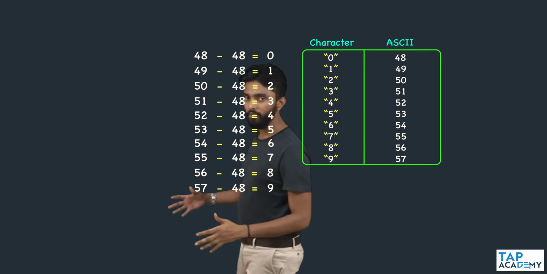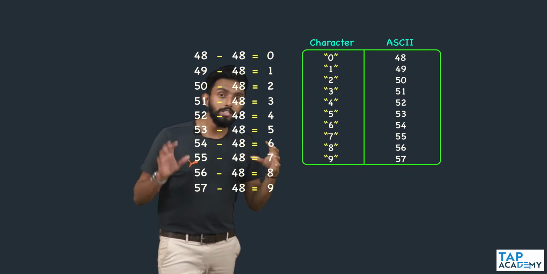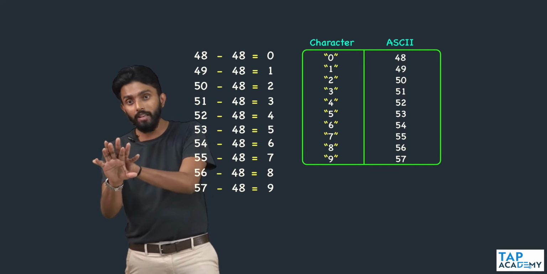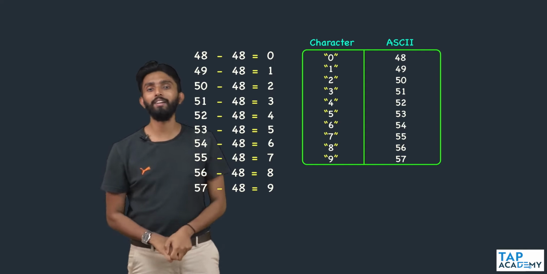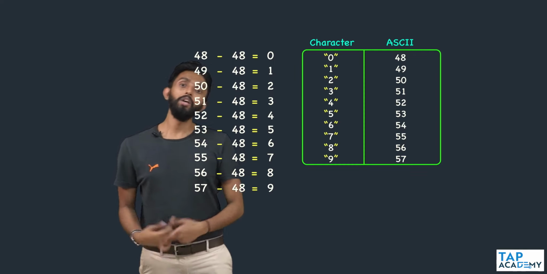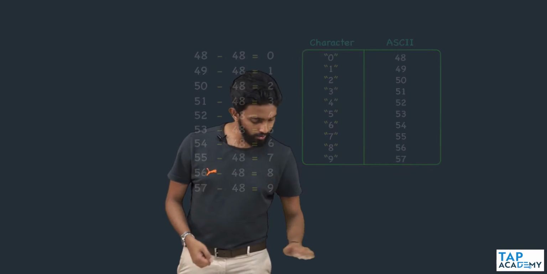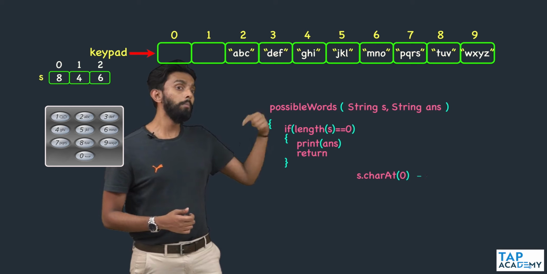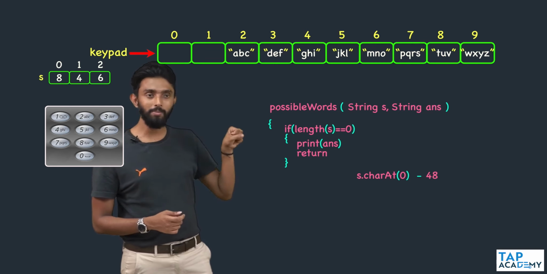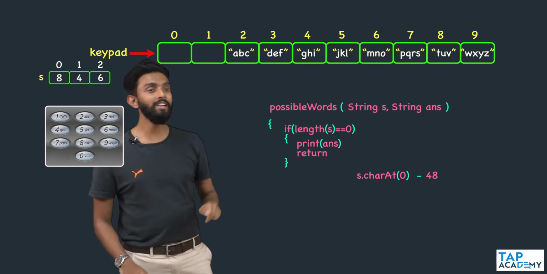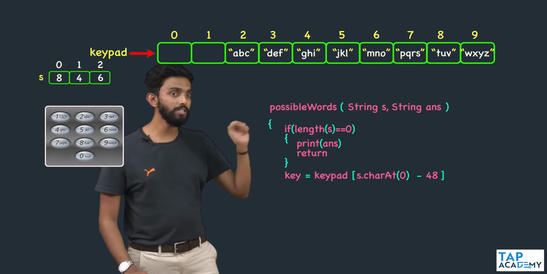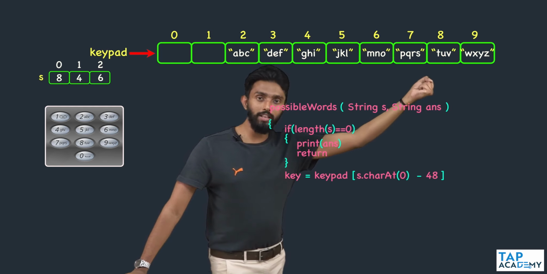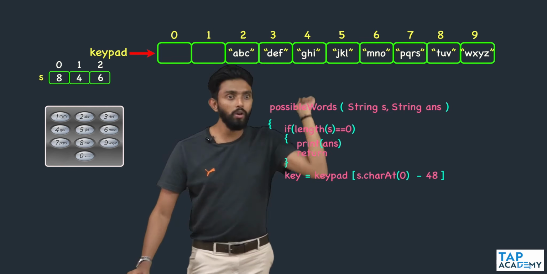So what did you understand from here? If you have a character, subtract 48 from it, and you will get the decimal equivalent of that character. I hope you're able to think. So how are we going to write that as code? Very simple. S dot char at of 0 gave me 8. Minus 48, if I do, I will get decimal 8. That I will pass as an index to the keypad array. Which means now it will go to 8, take all this string, that is TUV, and I will store it in a variable called key.